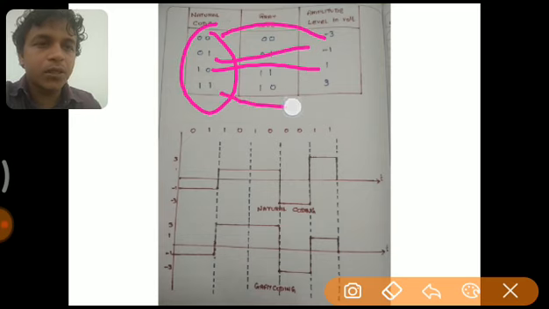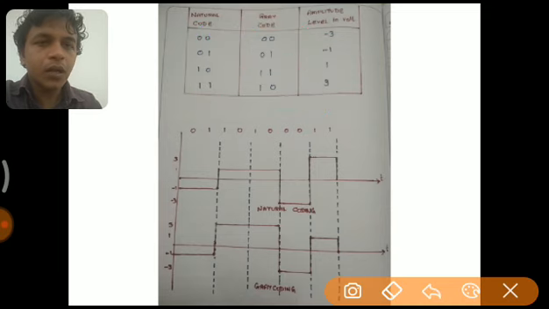Similarly, the symbol 1 1 is represented by an amplitude level of 3 volt. And this is what we call natural coding, and this is the waveform representation of the natural coding.